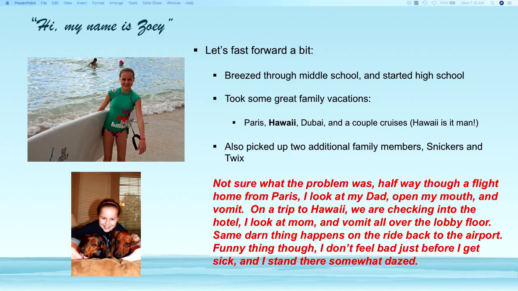Unfortunately, the flight attendants also felt the same way on Delta Airlines, and they were extremely rude and forced us to clean it up ourselves and would have nothing to do with us or the fact that I was not feeling well.